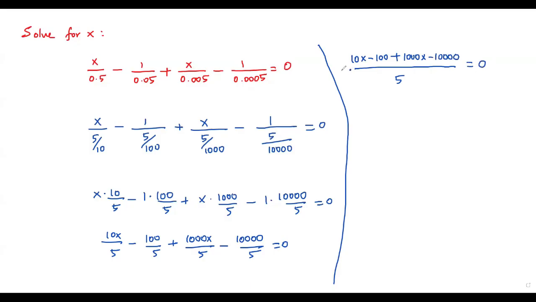Okay, now let me multiply both sides by 5 to get rid of the denominator over here. So when I multiply both sides by 5, this 5 will cancel out. And also here we can combine this 10x and 1000x. When I combine them, I'm getting 1010x, and also when I combine this negative 100 and this negative 10,000, it will be negative 10,100 equals to 0 times 5 is 0.